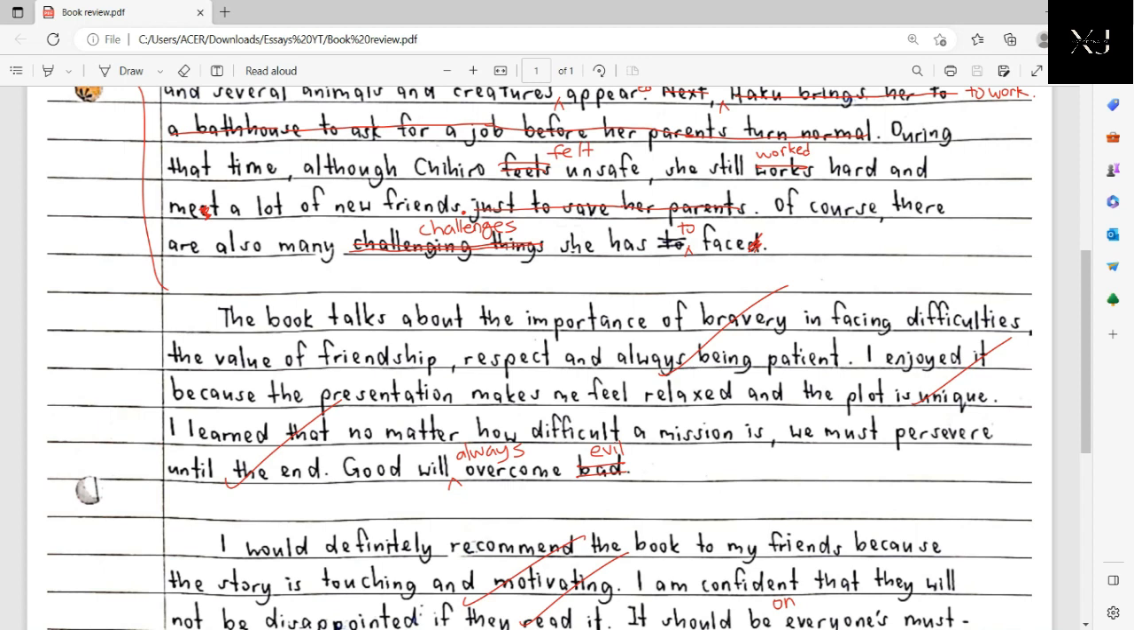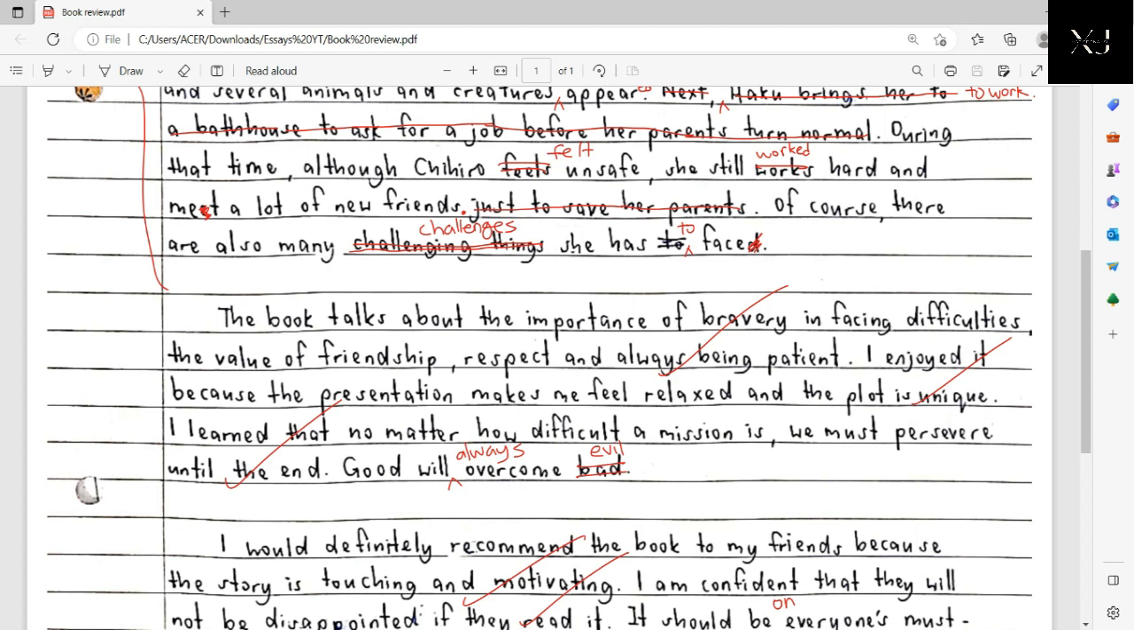Okay, the value of friendship, again, same thing. What in the movie or in the book, we are talking about a book here, what exactly in the book showed us the value of friendship, and how does that apply to us in our lives?